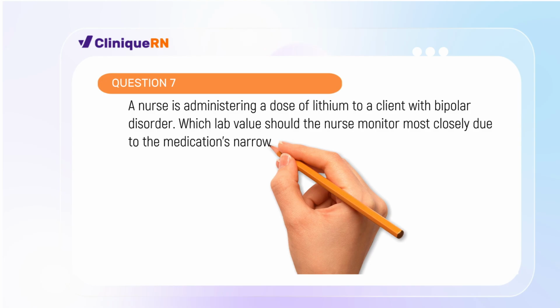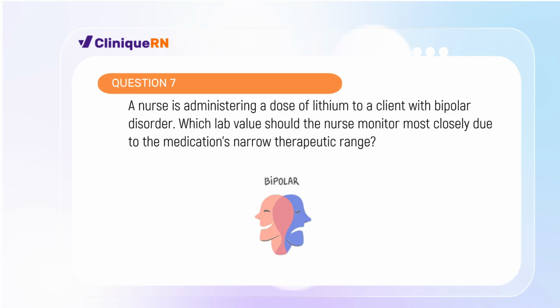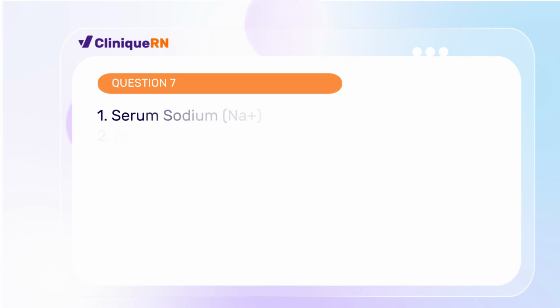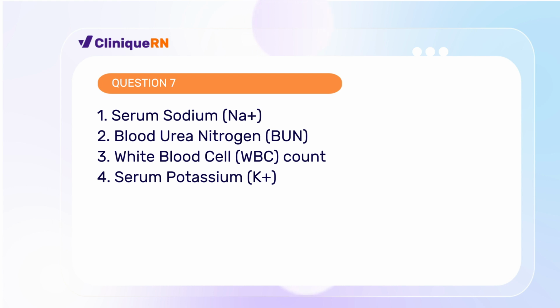Question 7. A nurse is administering a dose of lithium to a client with bipolar disorder. Which lab value should the nurse monitor most closely due to the medication's narrow therapeutic range? 1. Serum sodium, Na+. 2. Blood urea nitrogen, BUN. 3. White blood cell, WBC count. 4. Serum potassium, K+.